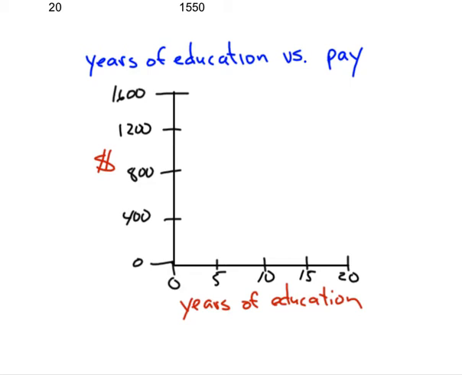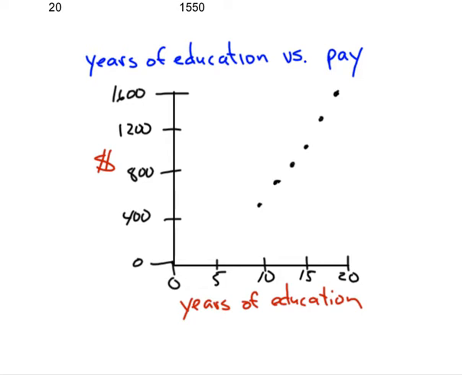Now you have to plot your points, and hopefully you're pretty good at doing that. I'm going to try and do this a little quicker. 10 years, 450, something like that. 12 years, 640. 14 years, 770. 16 years. 18 years. 20 years. Now that's kind of close to a straight line.